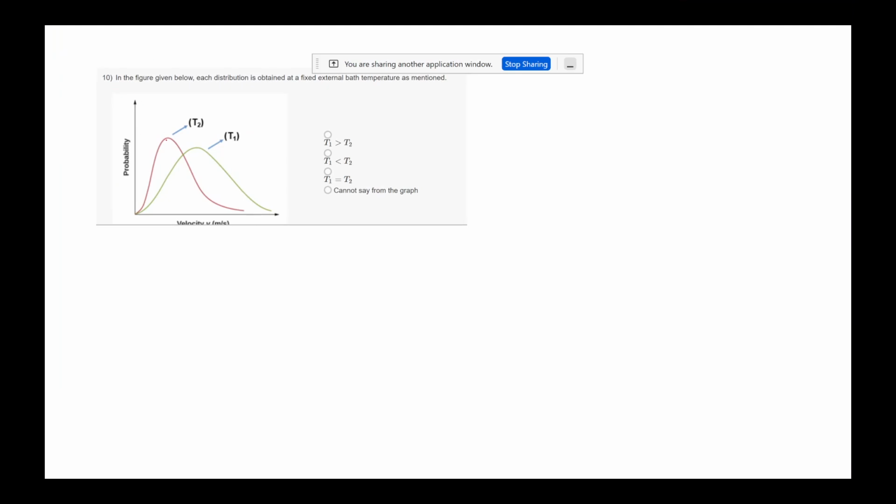Let me help you by drawing this thing. This is the maxima for this graph, and here this is velocity. Let me write it clearly. So which one has more probable velocity? This, because this is a probability curve. So here it is maxima, means it is most probable velocity. So for which one is the most probable velocity higher, T1 or T2?